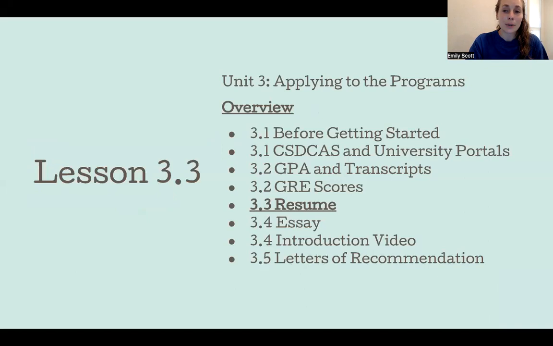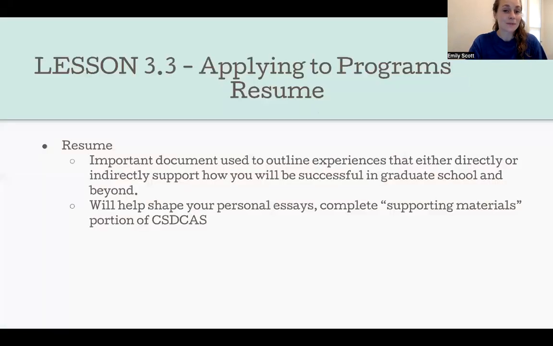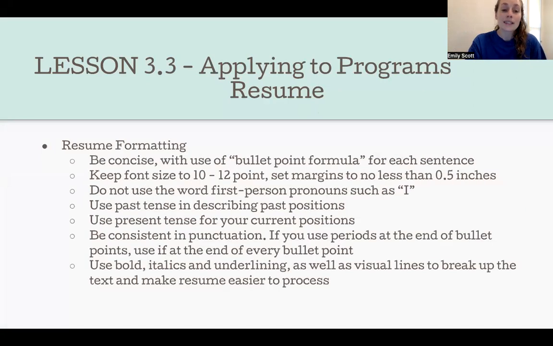Today we're in Unit 3, Applying to the Programs, Lesson 3.3, covering your resumes. Your resume is an important document used to outline experiences that will either directly or indirectly support how you'll be successful in the graduate school setting and beyond. It will also help shape your personal essays, and help you complete the supporting materials portion of CSDCAS. So, resume formatting: be concise.